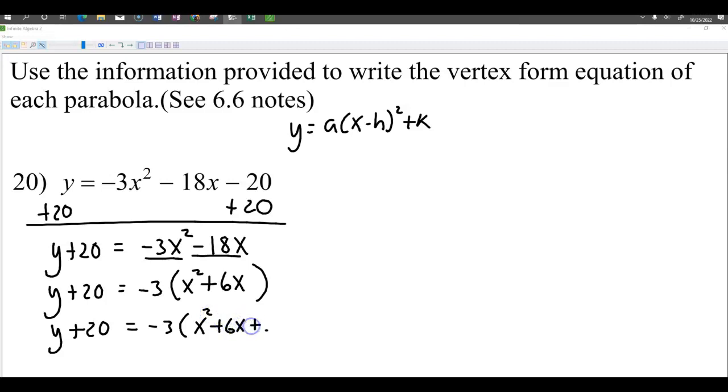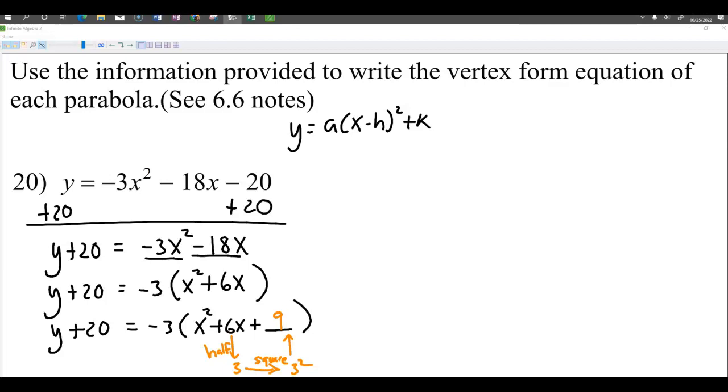That means we're going to add a new number in here. The way that you find that number is by taking half of 6, which is 3, and then squaring it, or raising it to the second power, in other words. So 3 squared, and that's 9. And that creates what's known as a perfect square trinomial.